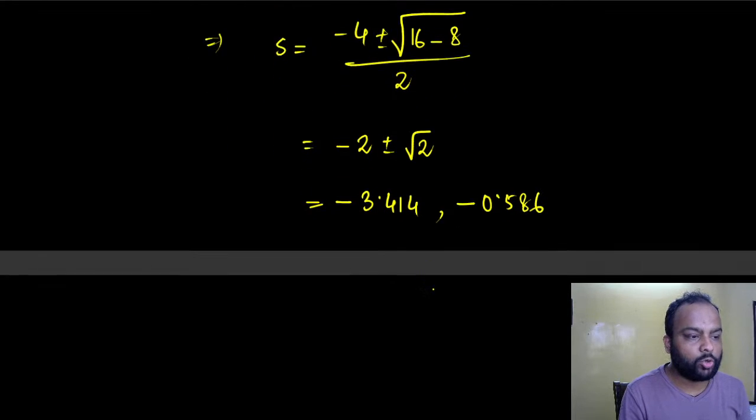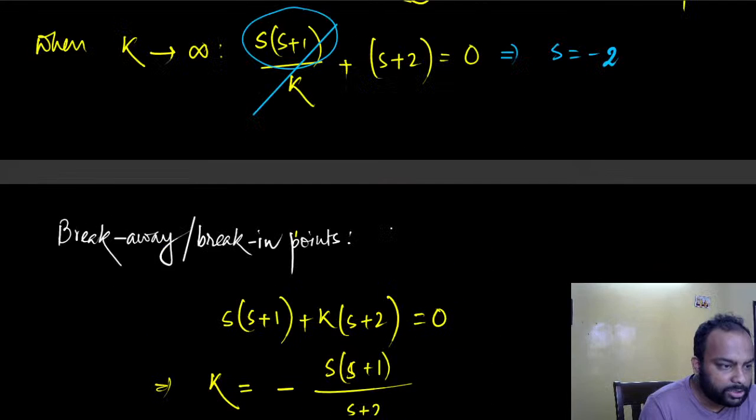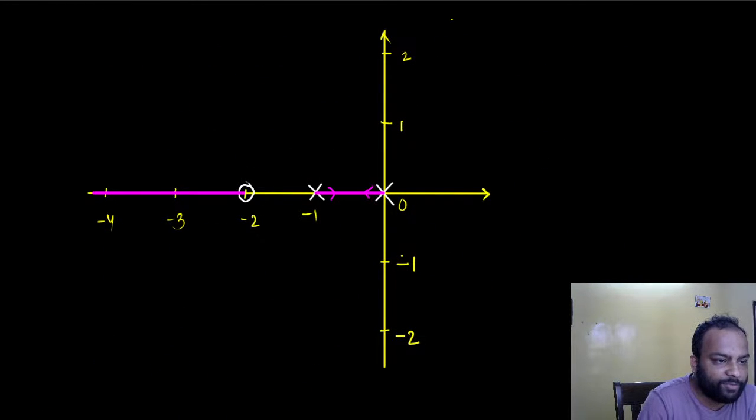All right, so these are the two possible locations of breakaway and break-in points, and whether or not they are valid or invalid entirely depends on whether they are satisfying the angle criteria or not, right? Let's see whether they are satisfying the angle criteria. Let's look at this point, minus 3.414. So can this be a valid breakaway or break-in point? Minus 3.414, where will it lie? That's going to be somewhere here.